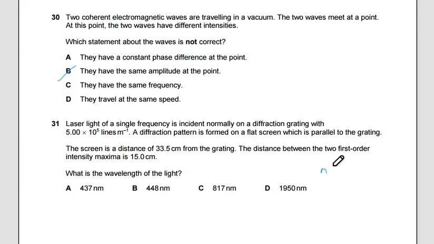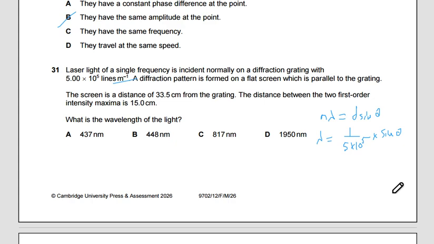Creating a problem. In here it will be 1, so lambda is 1 over 5 times 10 to 5. Okay, it is in meter minus 1, so no conversion, times sine theta. We need to stop here and think about this theta.